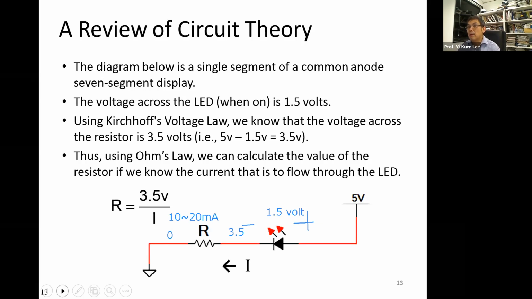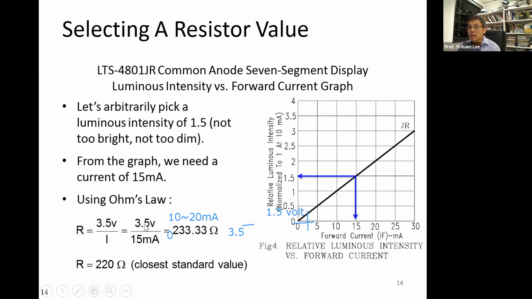In this case, then we have some idea about the typical value we need to use. Based on this typical 10 to 20 milliamp, we can find that our resistor value should be about 233 ohm. So you pick up this kind of resistor, and for the Arduino kit, you actually have a standard value of 220 ohm, which is close. This is something you can use to build this Arduino circuit with the 7-segment display with LED to make it work.